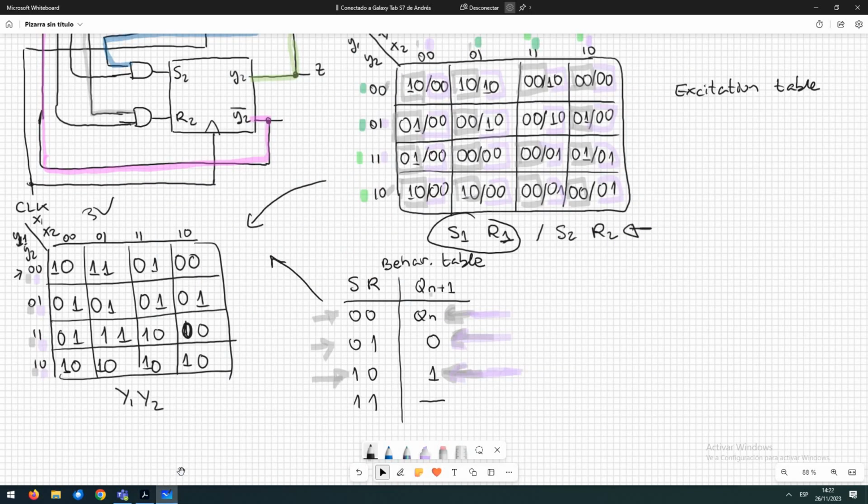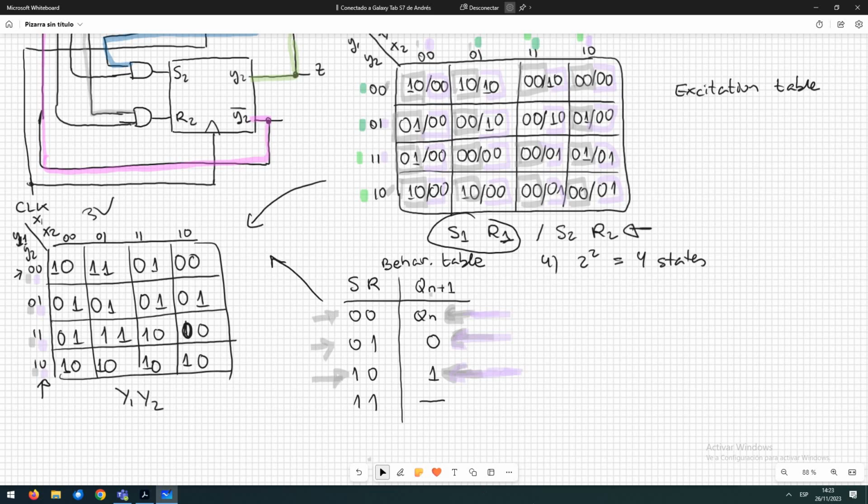So remember that we don't know the original name of the states that the designer chose. So we are going to invent the names of the states. We have 4 states. The system has 4 states. Why 4 states? Because it has 2 state variables. So 2 state variables that codify 4 states. Muy bien. Sorry for the Spanish. Very good. We are going to continue.